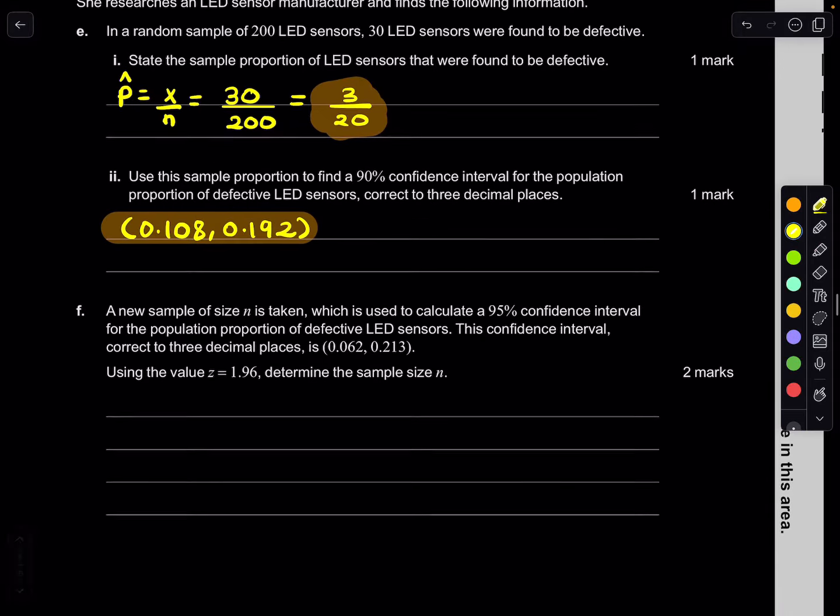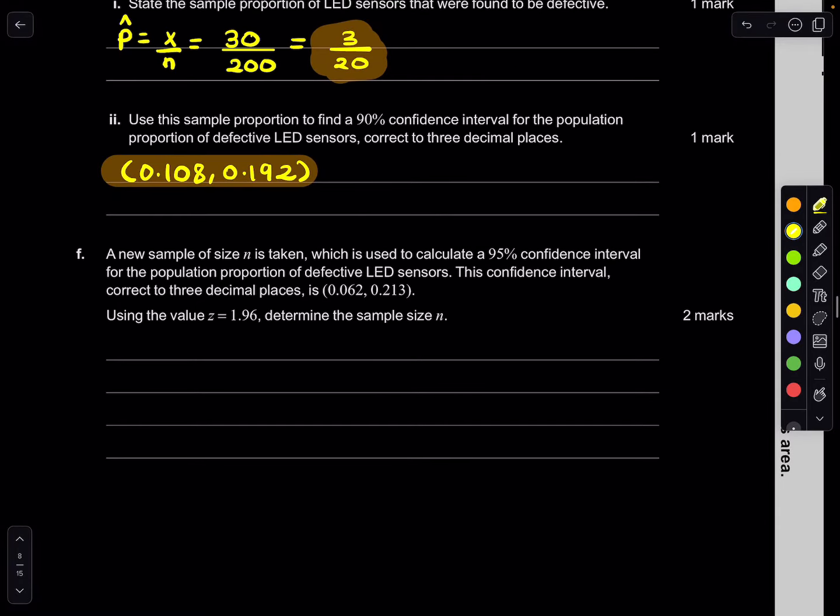Next question. F. A new sample of size n is taken, which is used to calculate a 95% confidence interval for the population proportion of defective LED sensors. This confidence interval correct to 3 decimal places is given here. So this is the actual confidence interval. Using the value z equals 1.96, determine the sample size n. This is actually quite easy, especially as it's exam 2.